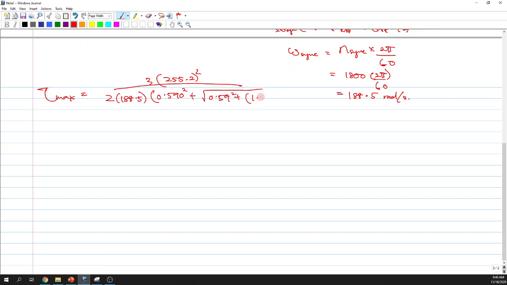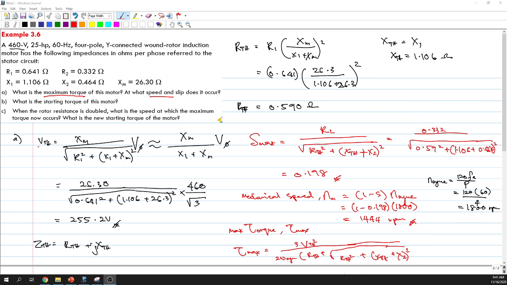Okay, 1.106 plus 0.464 square. Okay, and then we get the value of 229 Newton meter of torque. Okay, then the next question, what is the starting torque of this motor?